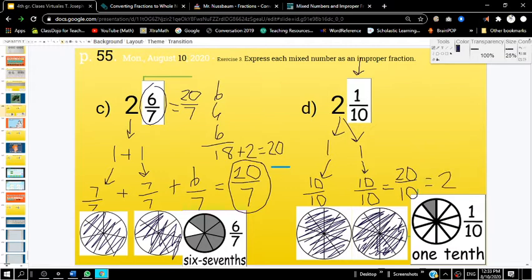But I'm not quite finished. I need to add 20 tenths plus 1 tenth. What's 20 plus 1? 20 plus 1 is 21. So our final answer is 21 tenths.